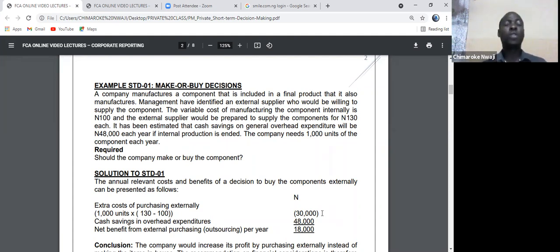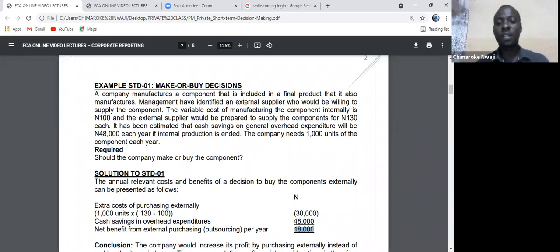How much are you going to save? So that's money coming to you. It's like a revenue. The company is going to save 48,000 naira a year if they stop doing it internally and they give it to outside suppliers. So the extra savings is 48,000. And so when you have 48,000 and you spend 30,000 naira out of the 48,000 which you have saved, it means the net benefit to you is 18,000 naira.